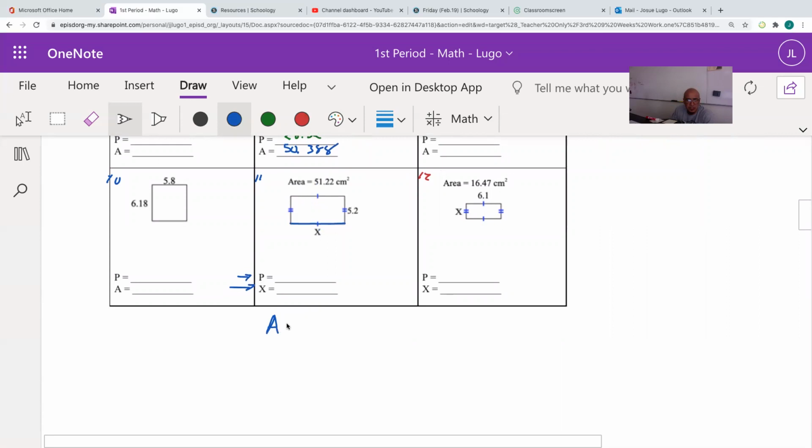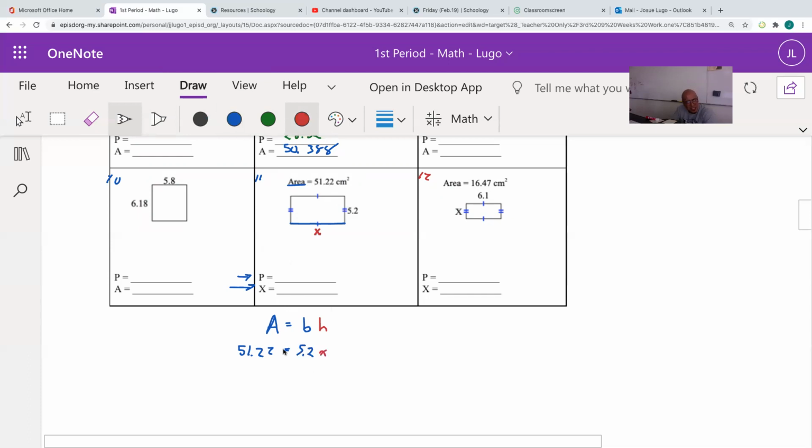We know that area is going to equal whatever the base is times whatever the height is. It doesn't matter what you use as your base. I'm going to use 5.2 as my base, and x is going to be my height. All right, so we don't know what our height is. So all I'm going to do is substitute things in. So I know what my area is. So instead of an A, I'm going to write 51 and 22/100. Instead of my base, I know that my base is 5.2. And my height is x. I don't know what that is.